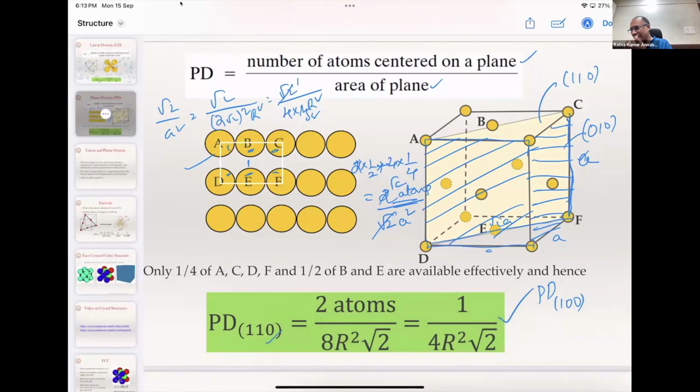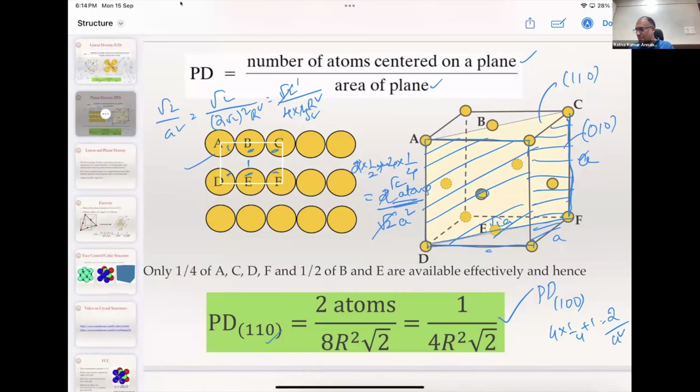Right? How many atoms are there? Quarter 1, 2 atoms. Why 2? One FCC, the center one. One whole atom and 4 quarters. Yes. Okay. One whole atom plus 1/4, so 4 into 1 by 4 plus 1. That is 2 atoms. What is the area? A square. So 2 by A square.